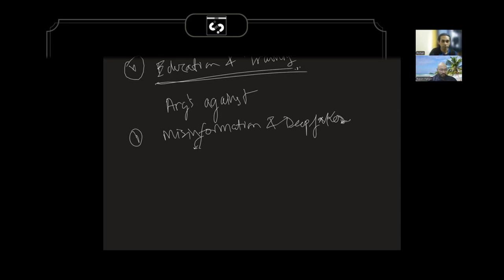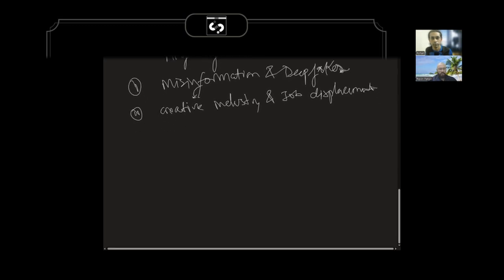Then the second point would be the creative industry in general and job displacement. Of course, AI is able to generate a video, maybe an ad, in seconds. That means the number of people required to make this kind of video may go down. The number of people will be at least reduced. If a team had 10 video creators, only one or two would be sufficient.